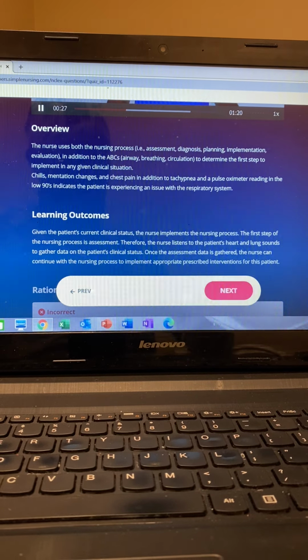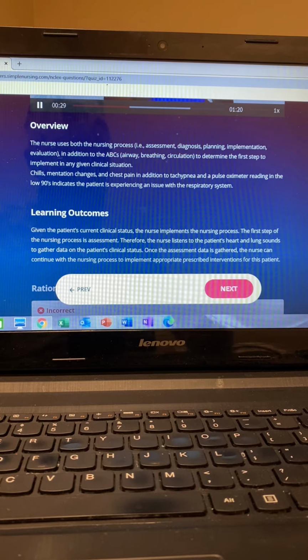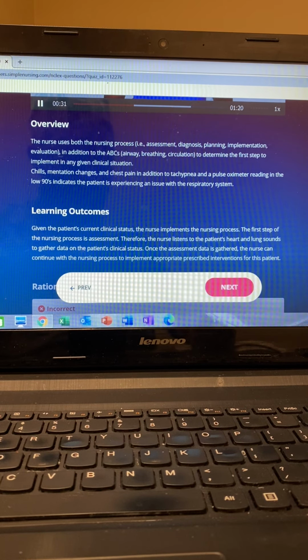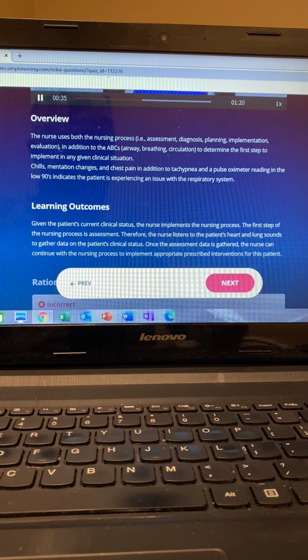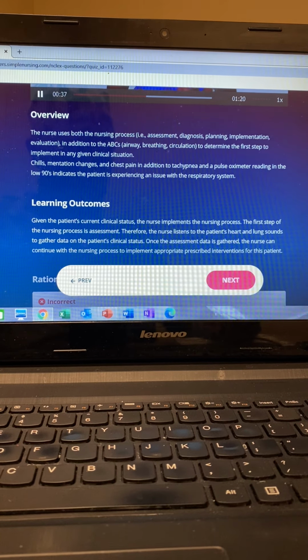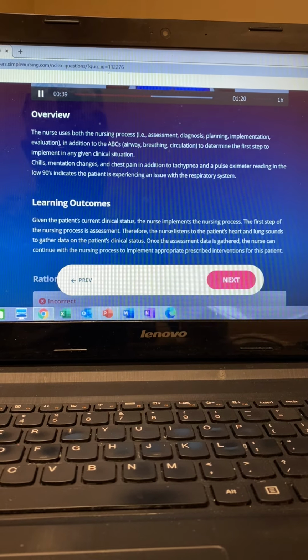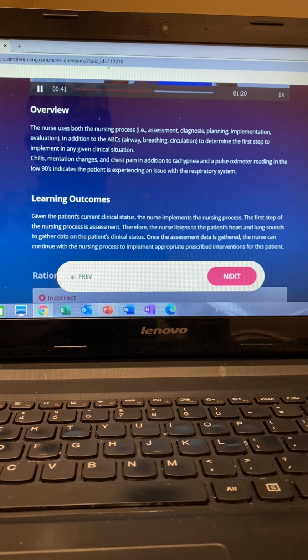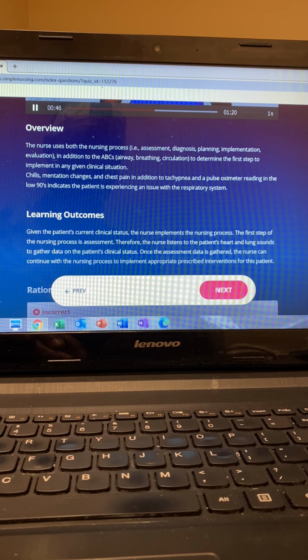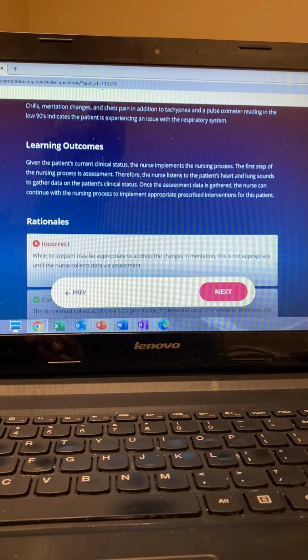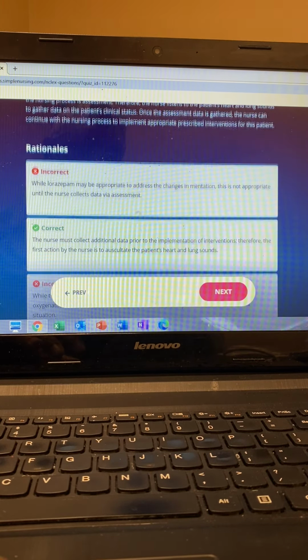The biggest thing we're thinking here is assessment first. We're thinking breathing and oxygenation. So the solution we're looking for are addressing respiratory status to prevent that worst possible outcome. So guys, assessment before intervention. So option number 1 is incorrect. Lorazepam doesn't address the patient's assessment findings, and it's technically an intervention.